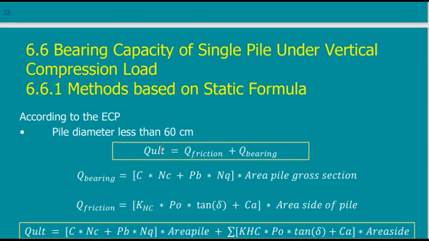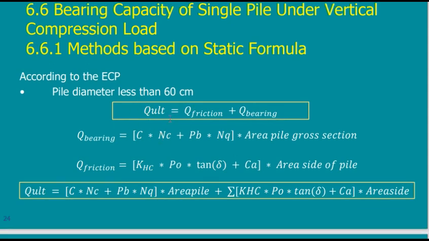The first equation, the first method given by the code, is for piles with a diameter less than 60 centimeters. So any pile from 60 to anything less than 60, I can use this method.